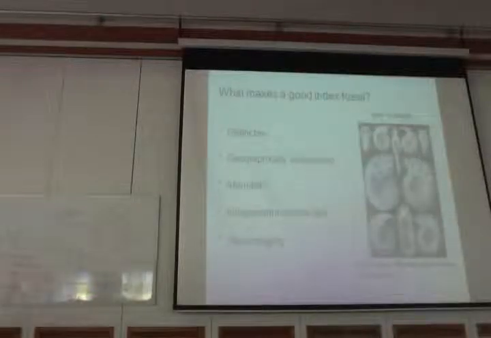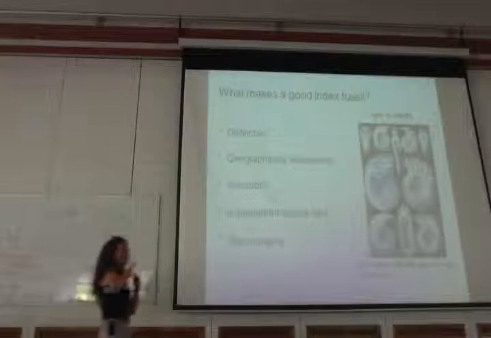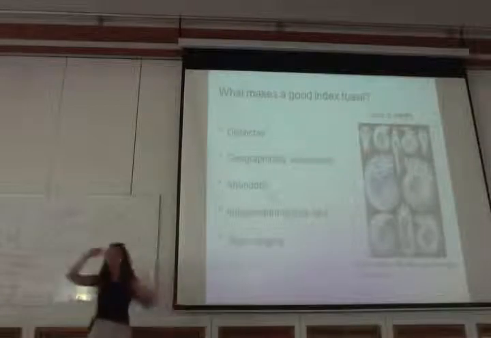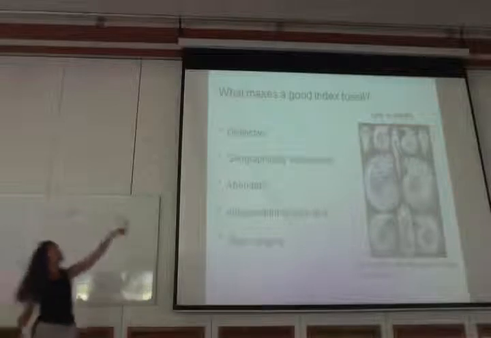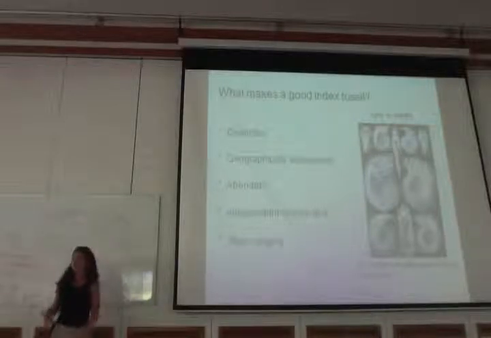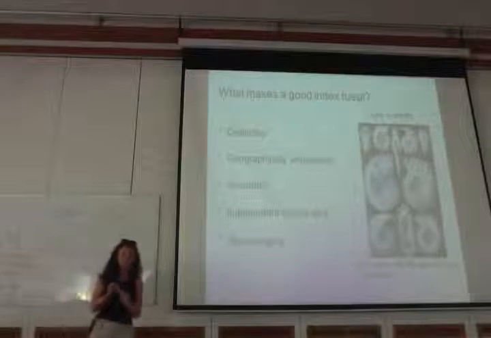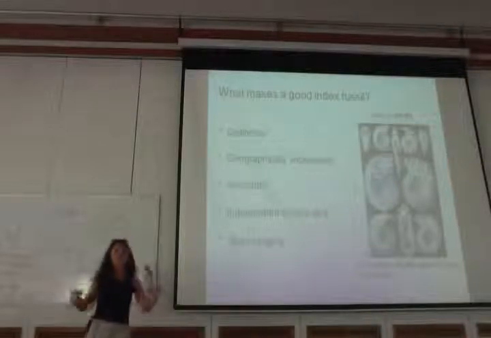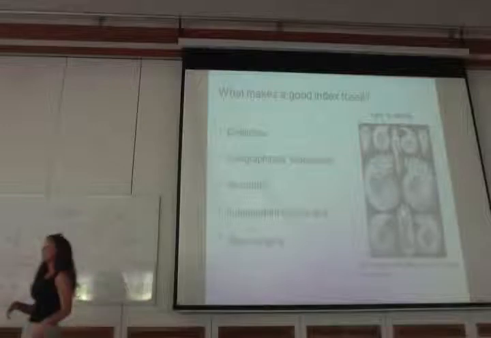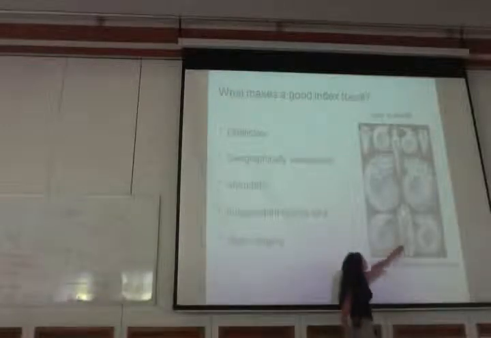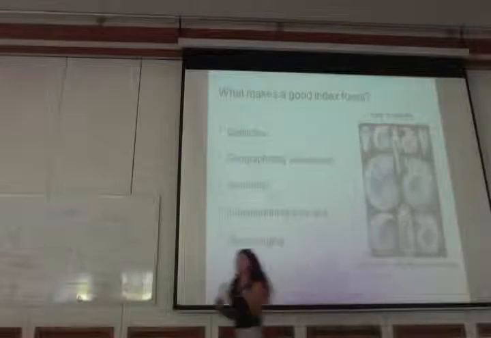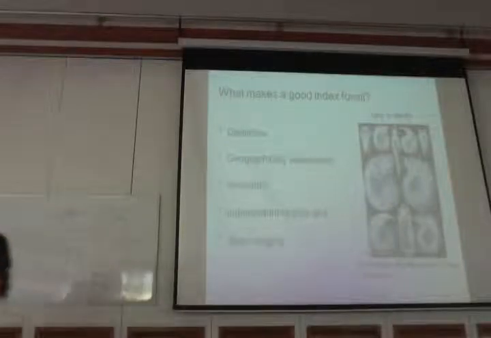So if we're going to use fossils to match up groups of rocks in one place to another, they have to have certain properties. We call these fossils index fossils. So they have to be distinctive. We have to be able to describe them in all these different places. Ammonites are really good because they come in loads of different forms, so we can describe them really easily.